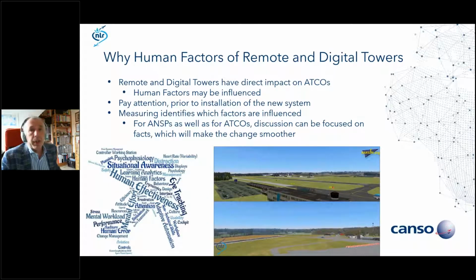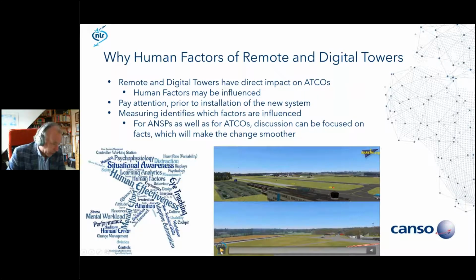So that is why I plead to do some human factors measurements in case of any uncertainties prior to installing your system. You can see on the slides that there are numerous human factors that you can measure. Later on, I will be more clear on which human factors in particular can be measured. Can we move on to the next slide, please?